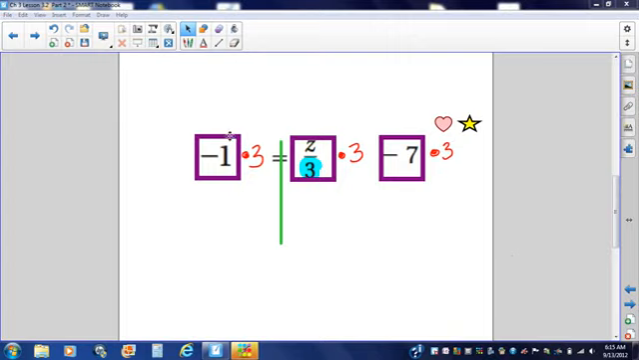Alrighty, here we go. I'm going to multiply each term by 3. So I have -1 times a positive 3. -1 times 3 is going to give me -3. I'm going to bring down my equal sign.